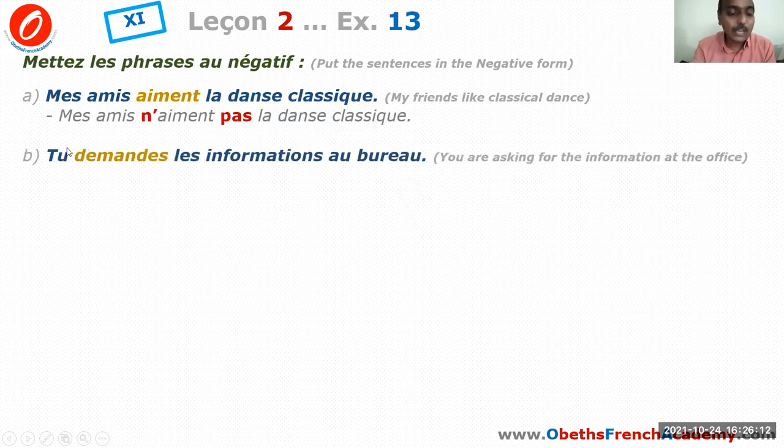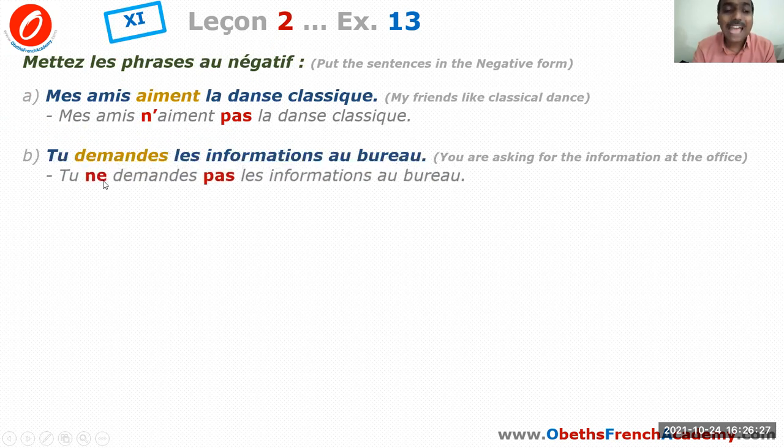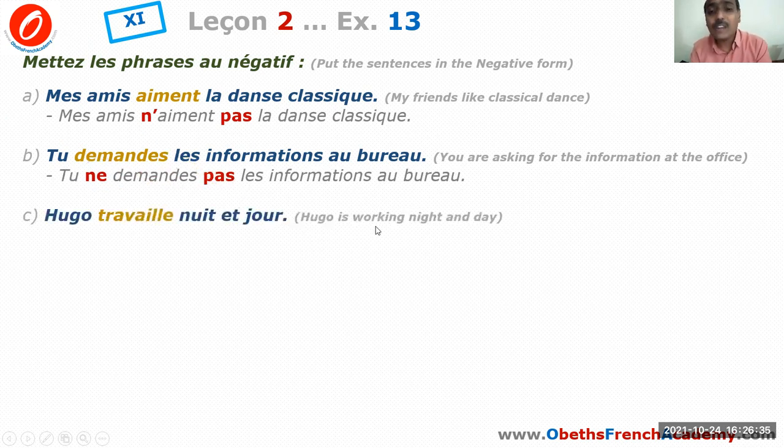Number 2. Tu demandes les informations au bureau. You are asking for the information at the office. So the verb is demander. We need to put ne before the verb and pas after the verb. So you'll get tu ne demandes pas les informations au bureau. You don't ask for the information.